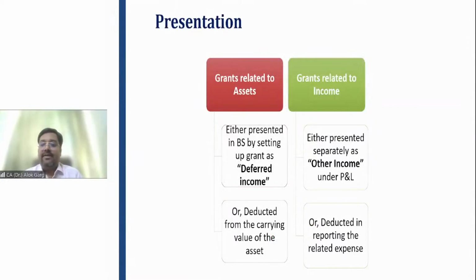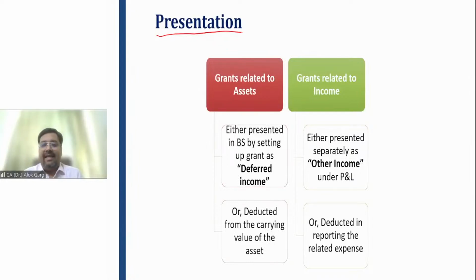Now let's discuss the presentation. And from presentation, the accounting will also evolve, right? Let's discuss the presentation part. There are two kinds of grant: grant relating to assets and grant relating to income. For example, the government has told a healthcare company that if you construct a hospital, we will pay you the entire construction cost. So what is that? That is grant related to assets.